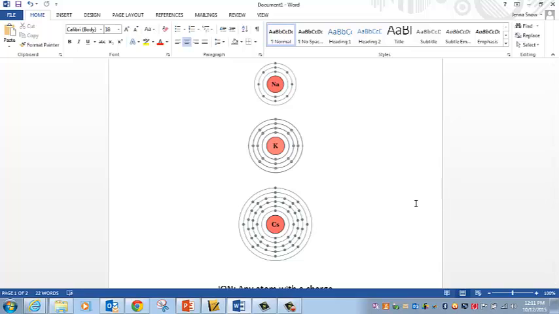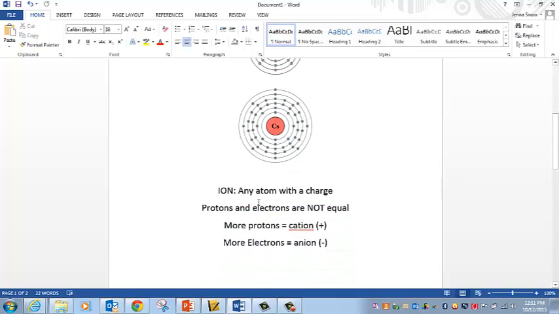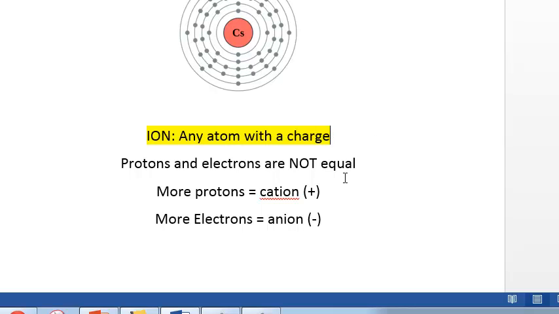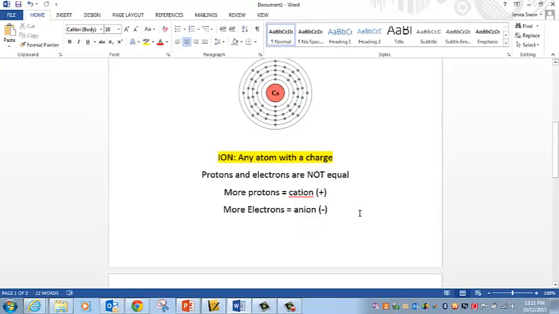If you lose an electron, then you have an ion. An ion is any atom with a charge. What that means is that the protons and the electrons are not equal. If you have more protons, so if you lose electrons, then you're going to become a cation and you're going to have a positive charge. If you add electrons, then you're going to be an anion and you're going to have a negative charge.